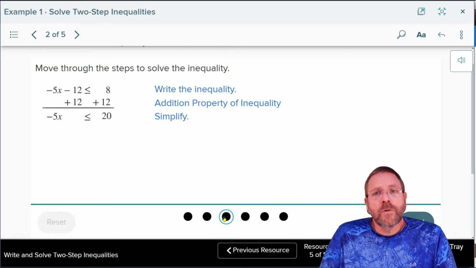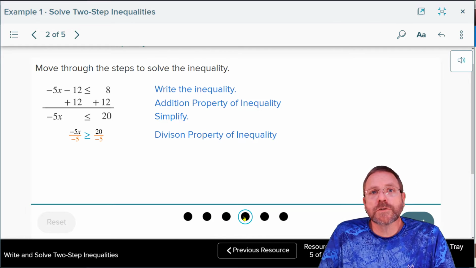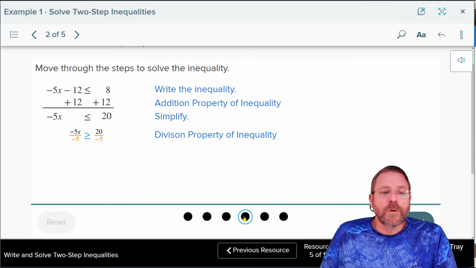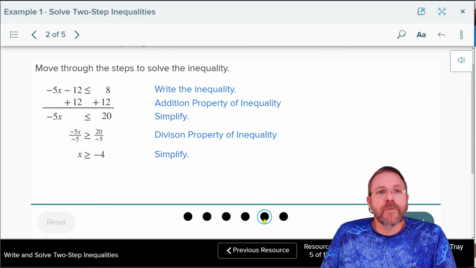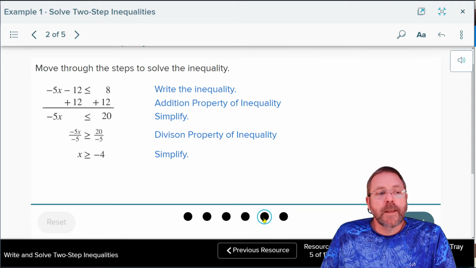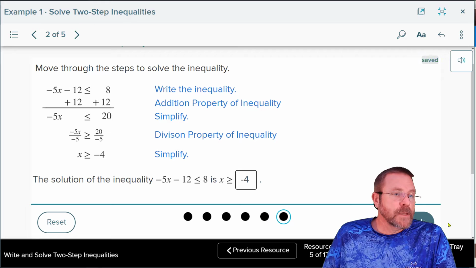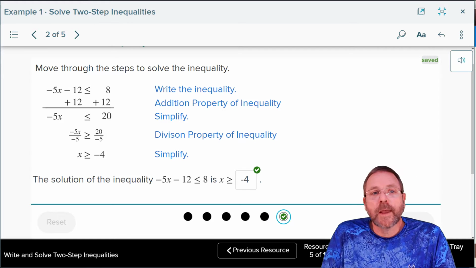Now we're going to undo multiplication and division by dividing by -5 on both sides. It's important to notice that we are dividing both sides by a negative. That means the sign is going to change directions just like you see right there. When you do that, the -5s on the left divide out, and on the right, a positive 20 divided by -5 gave us -4. You can put that -4 right here if it makes you happy, and it's going to tell you you have it right.